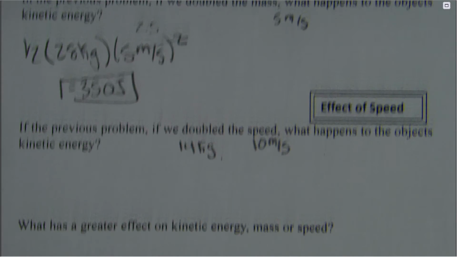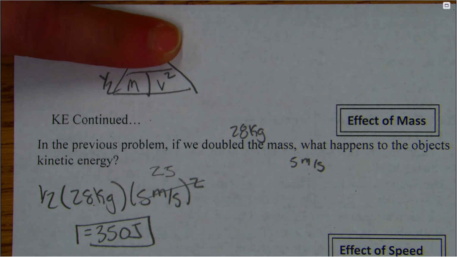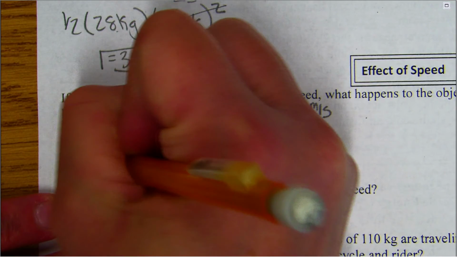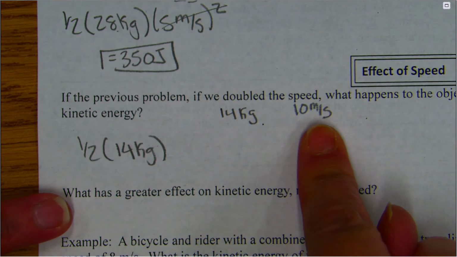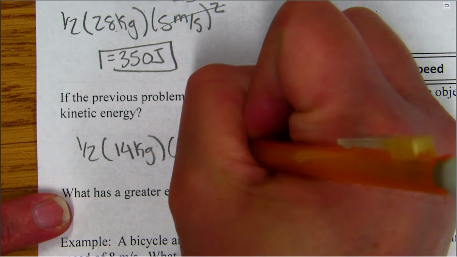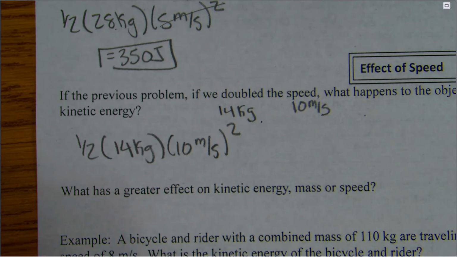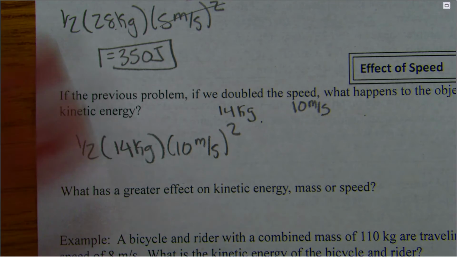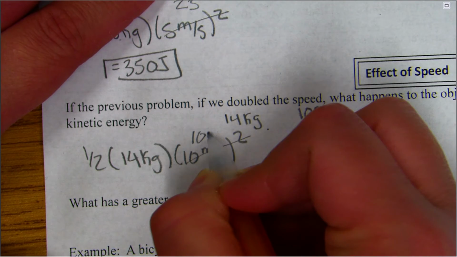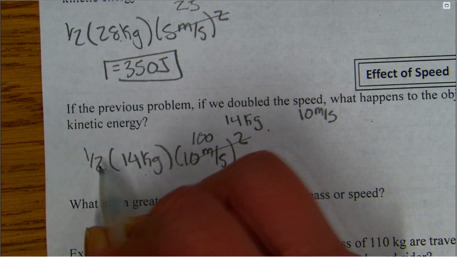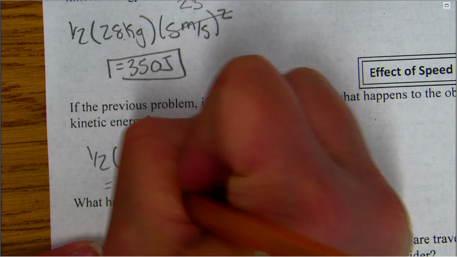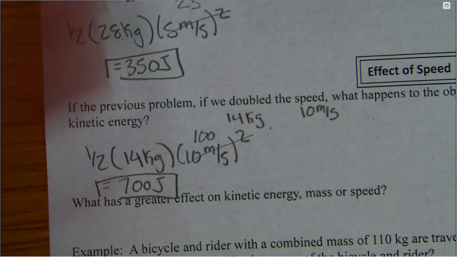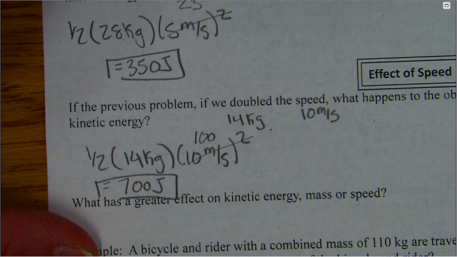So my triangle is still the same here: 1/2 times mass times velocity squared. So 1/2 times a mass of 14 kilograms, and my velocity is 10 meters per second, and I'm going to square that. So 10 squared is going to be 100. And 100 times 14 times a half is 700 joules.